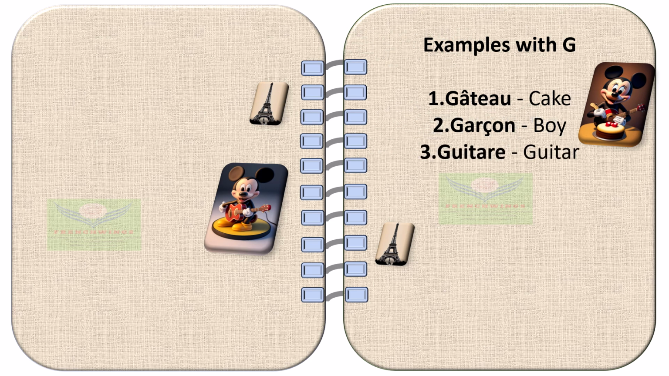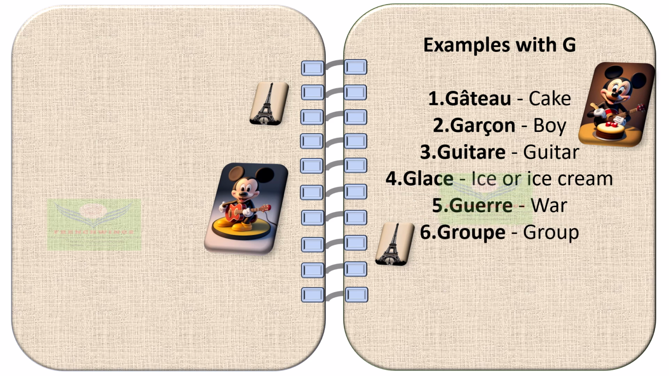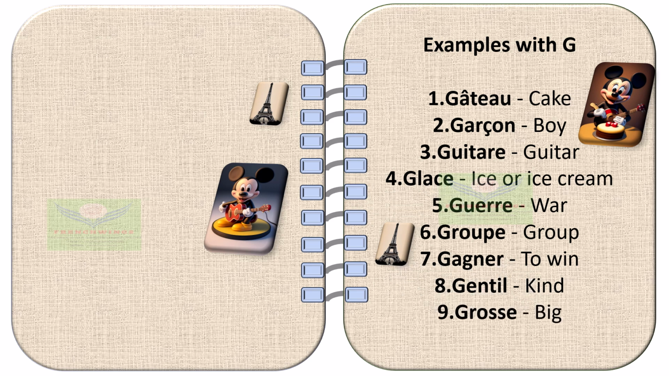Guitar. Guitar. Very good. Glass. Glass. Guerre. Guerre. Group. Group. Gagné, right? GN will be near, right? Near. Gagné. Gagné. Gentil. Gentil. Grosse. Grosse. Geste. Geste.